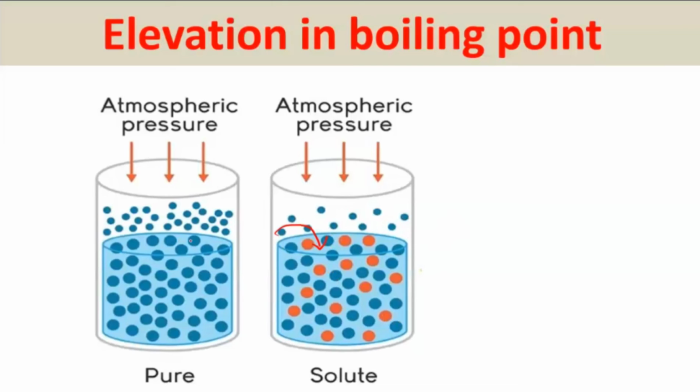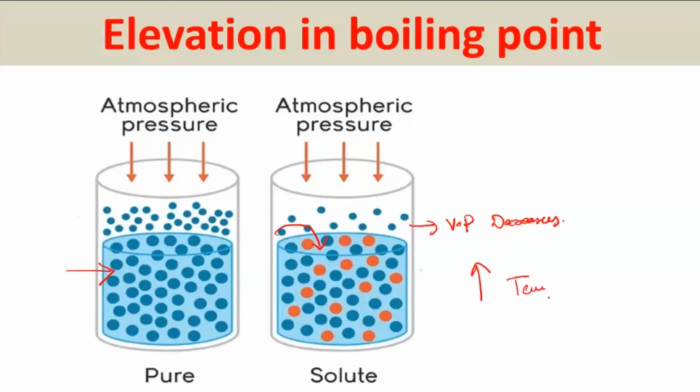See, initially I had a solvent, and it has a certain vapor pressure. When its vapor pressure becomes equal to atmospheric pressure, that liquid will start boiling. Now when you add a solute to this, the vapor pressure will decrease. Very good, many have answered that. So when the vapor pressure decreases, if you want it to become equal to the atmospheric pressure, then you have to give heat. You have to increase the temperature.